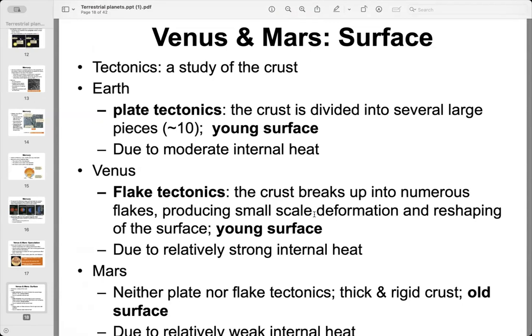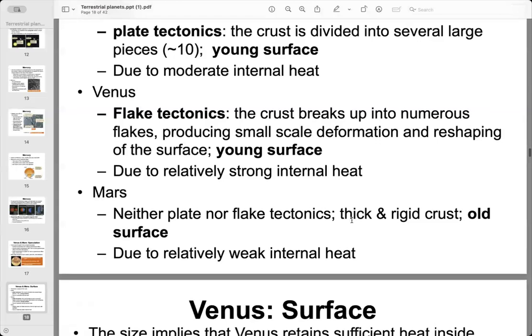Venus's surface is more flaky because the crust breaks up into numerous flakes, producing a small scale deformation and reshaping the surface again. This is called a young surface, and it is because of relatively strong internal heat. However, Mars has neither plate nor flake tectonics. It has a thick and rigid crust, whole surface. It is due to relatively weak internal heat. The size of Mars is quite small compared to the Earth, and so the internal heat has already been lost.